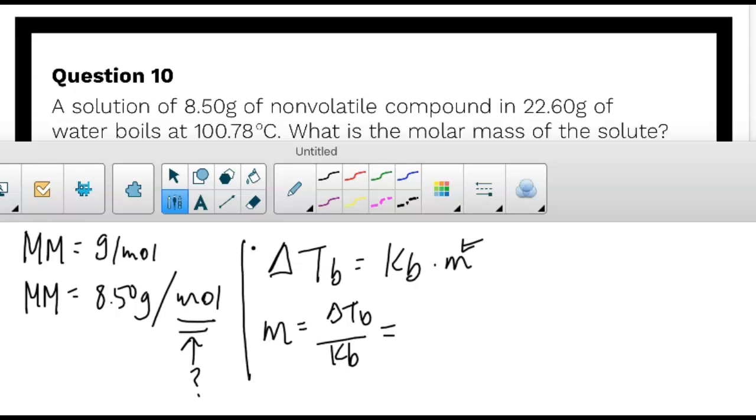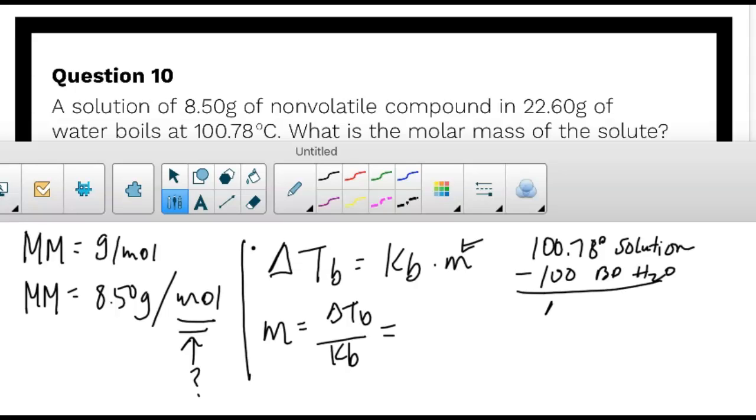Then you have to figure out the temperature change. It's not given to us explicitly. You have to figure it out because it says that the solution boils at 100.78. So if the solution boils at 100.78, you subtract the boiling point of pure water from that, and that gives you the change in temperature, which is 0.78. So we could plug that in, 0.78.